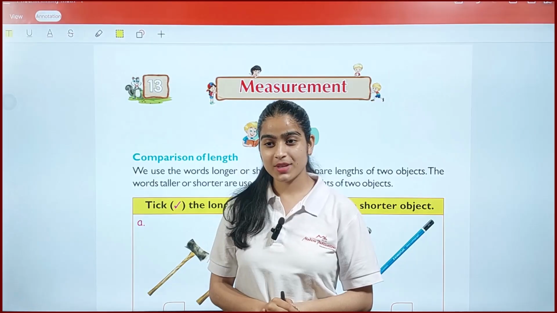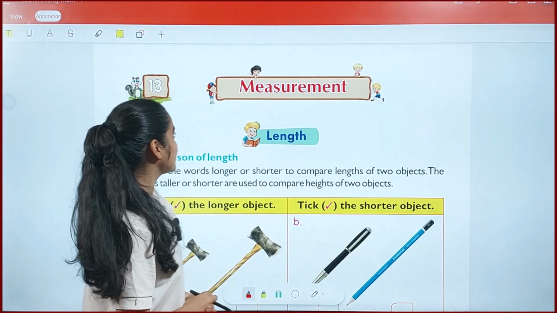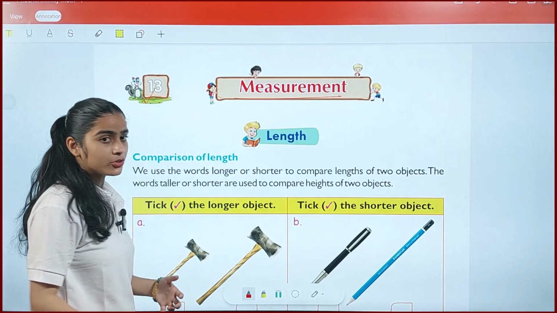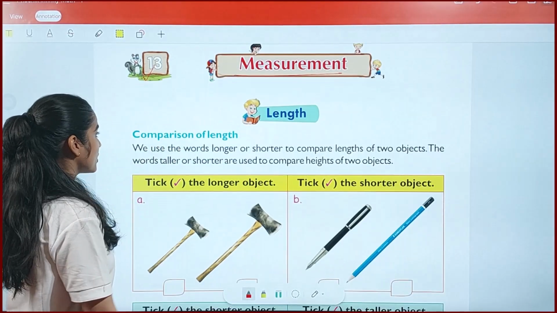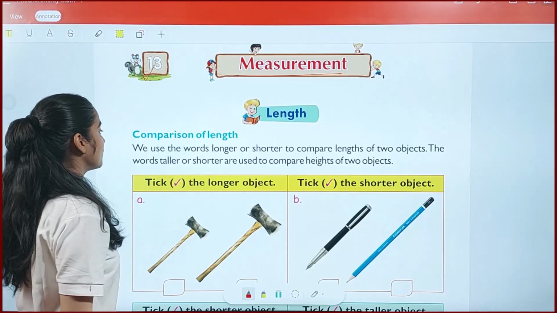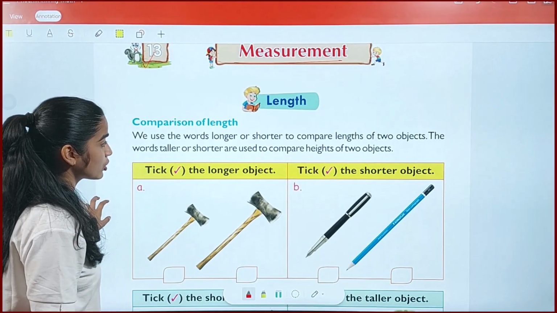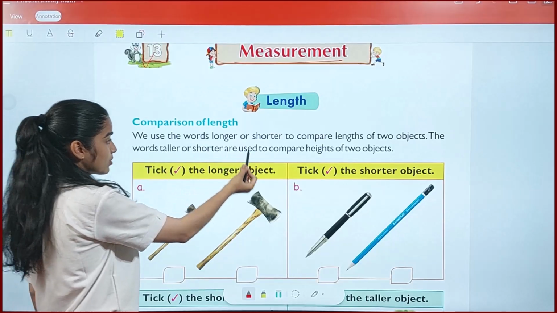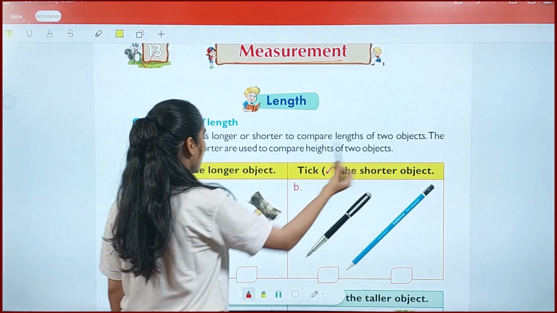And students, today we have a new chapter, which is chapter number 13, measurement. So, in this chapter, we are going to learn about measurement. First, we have length, comparison of length. We use the words longer or shorter to compare lengths of two objects. The words taller or shorter are used to compare heights of two objects.